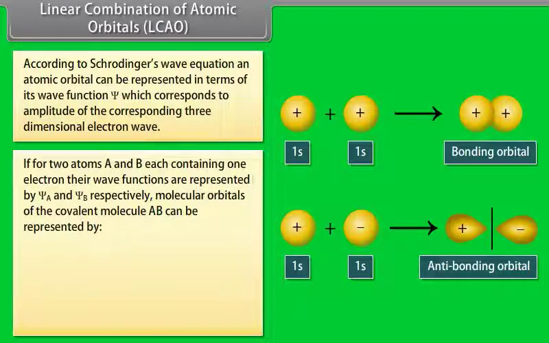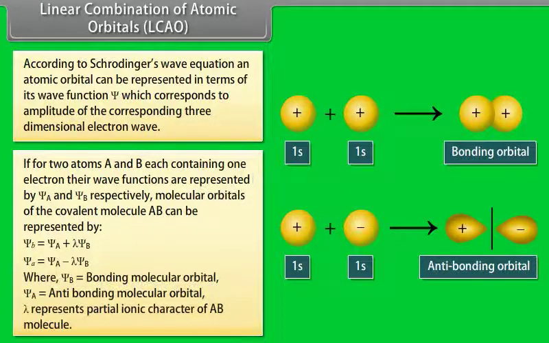Molecular orbitals of the covalent molecule AB can be represented by psi b = psi A + lambda psi B, and psi a = psi A − lambda psi B, where psi b is the bonding molecular orbital and psi a is the anti-bonding molecular orbital. Lambda represents the partial ionic character of the AB molecule.